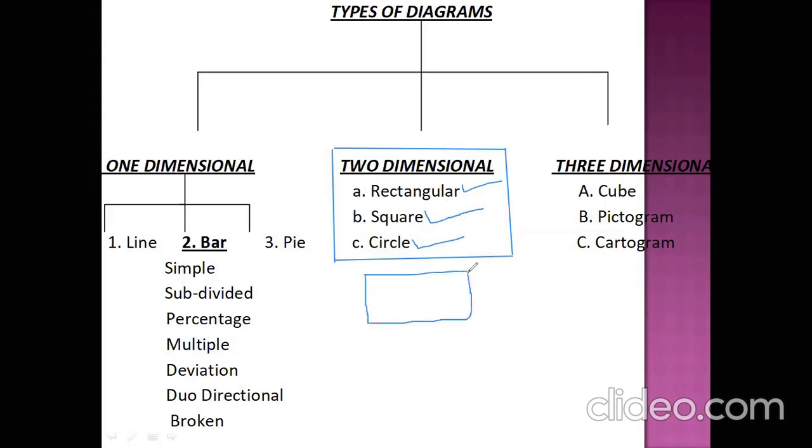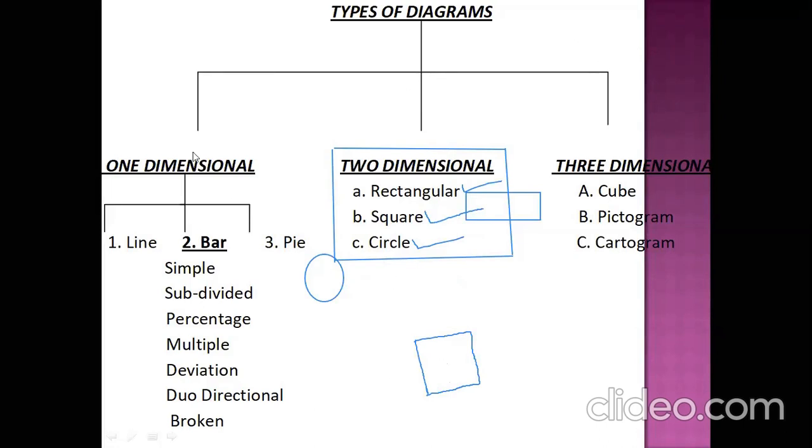Rectangular shape, as you all know, it will be like this. Data will be fitted like this. This is square diagram. All 4 sides will be of equal length. And circle, in circular shape, you are going to take into account. This is rectangle. Okay. So rectangular shape, then circle shape and square shape.